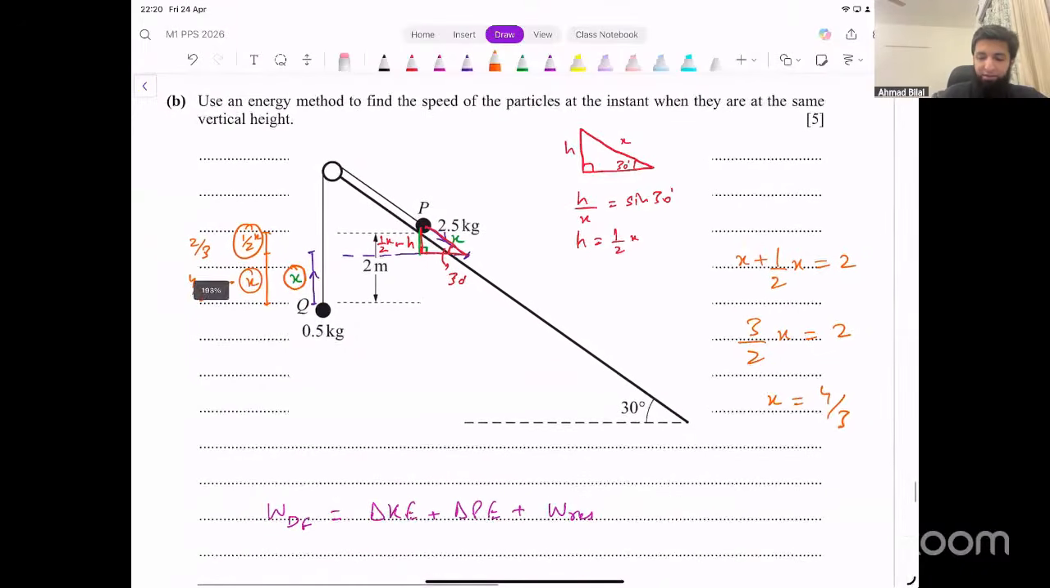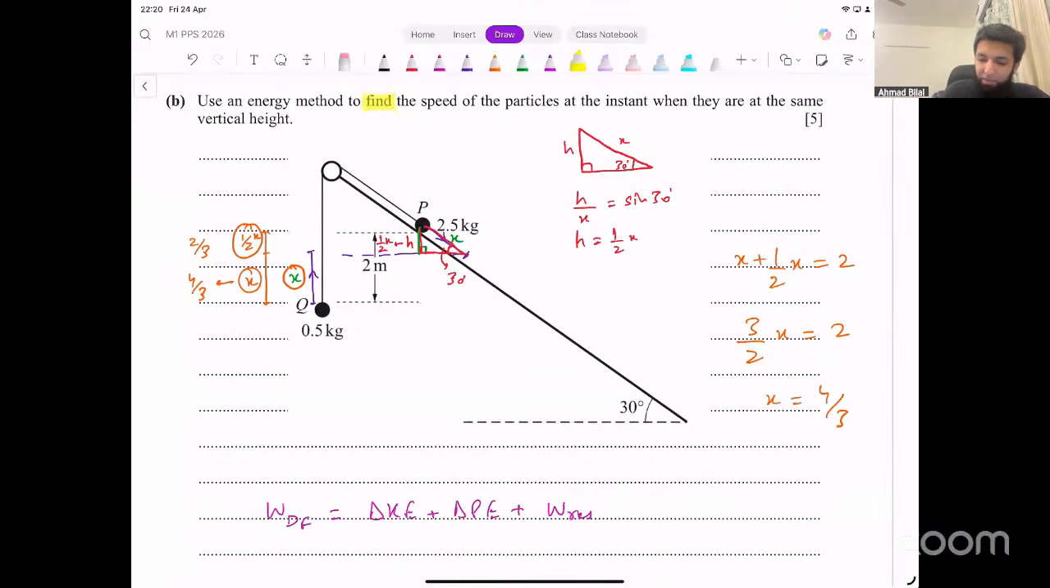Look at the question. They're saying, find the speed of the particles at the instant when they are at the same vertical height, right? That's what they're saying. We have some point at which the height becomes the same.